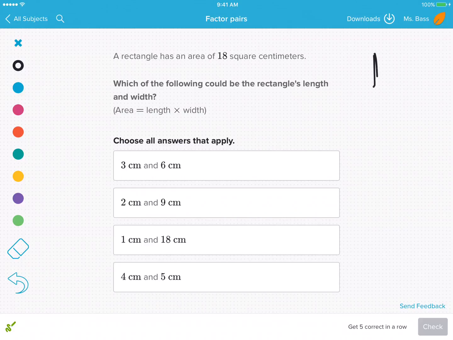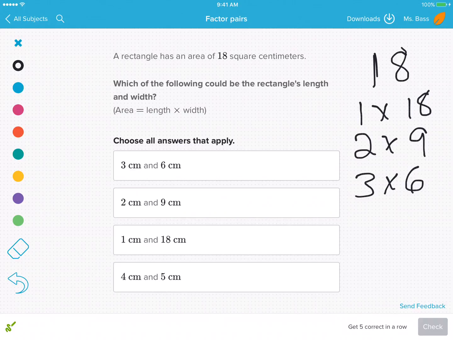So with 18, I'm going to go ahead and write it off over here to the side. I know that I can take 1 times 18 is a set of factors. 2 times 9 is another set. 3 times 6. And see, I can't take 4 to get 18.